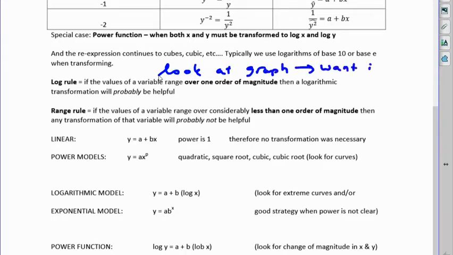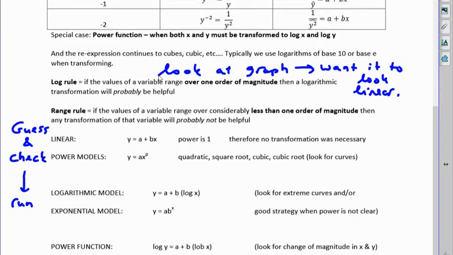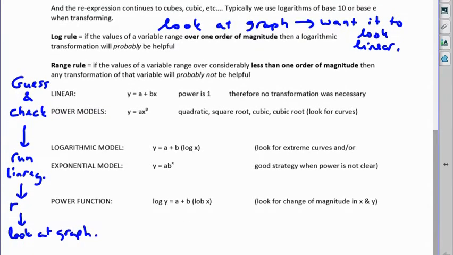And so basically we look at the graph, and we want it to look linear. When we see that it doesn't look linear, we use guess and check, and we try modifying either the x or the y, and then we graph our modified x and y and see if it's linear. And when we run the linear regression, we can look at the R value, which is our correlation coefficient, and we can see how well we think it's fitting a linear model. And we want to have a very strong R, and we want the appearance to look linear, because remember, the only way to know if something's linear is to actually look at a graph.